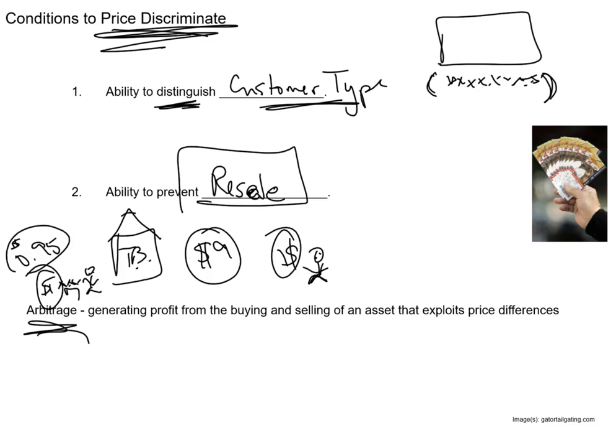In order for Taco Bell to effectively price discriminate and maximize their welfare outcomes, they've got to be able to cut this off. They've got to be able to prevent this kind of resale from happening. Sometimes that's easy, sometimes it's more difficult.